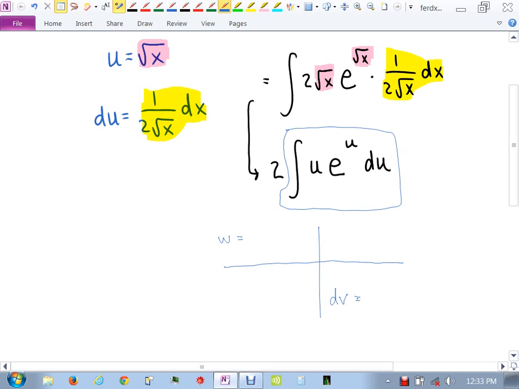What's w going to be for us? What's the variable that you want to drop down? U. dw will be du. Now, what was dv? e to the u du. And what's the antiderivative of e to the u? e to the u. So what is your vw going to be? What's this new integral going to be? That diagonal, e to the u du, which you can integrate.